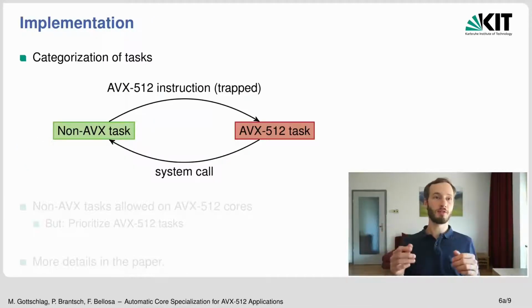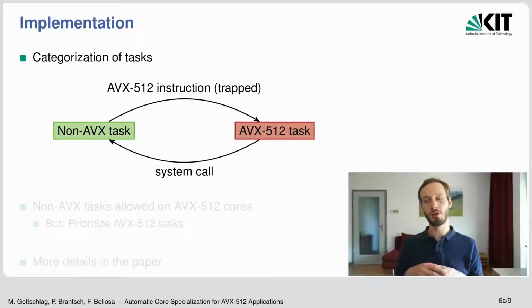Now, for this kind of core specialization, we need to have some kind of categorization of tasks. We need to know when tasks are going to execute AVX 512 instructions in order to migrate them to the appropriate types of cores. Now, initially we assume that all tasks are going to be non-AVX tasks. So we think that tasks are probably not going to execute AVX 512 instructions right away. So those tasks initially can be executed on non-AVX cores.